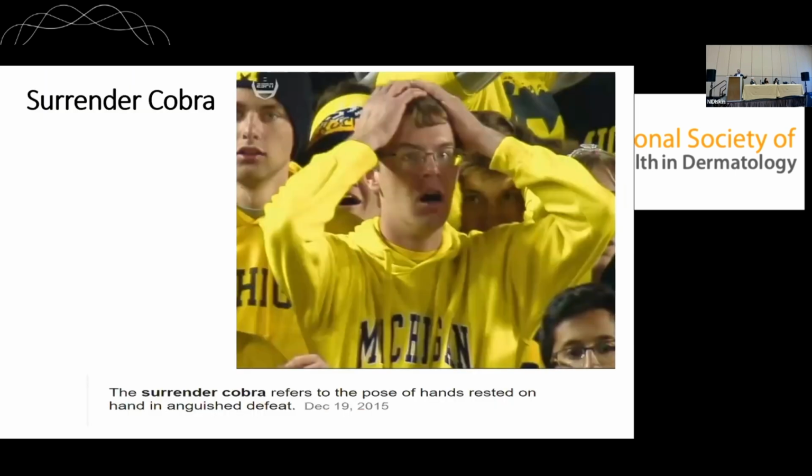If you're from Michigan, you will understand this situation where, when we lost to one of the rival teams, this was the most common event. That's what happens when you don't have a dermoscopy image, right?